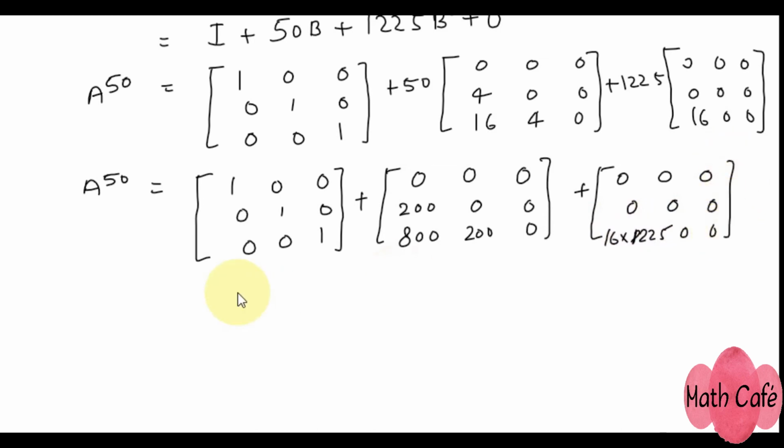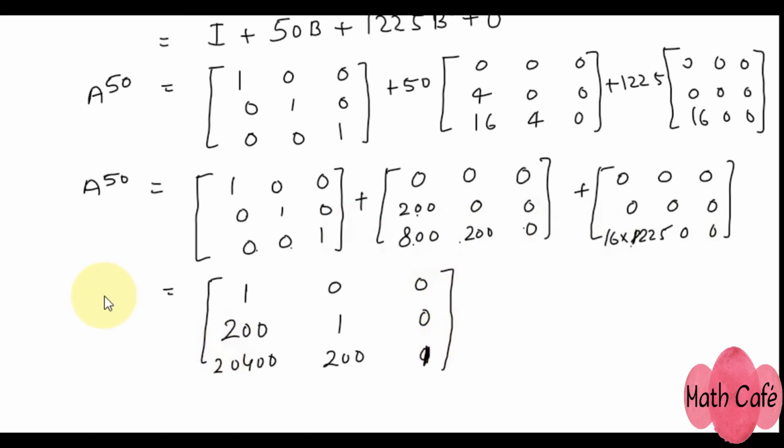All right, so we are going to add all the three matrices. So 1 plus 0 plus 0 will be 1, again 0 0, so 0 plus 200 plus 0, that is 200, again 1 and 0. All right, 0 plus 800 plus this, that will become 20400, and 0 plus 200 plus 0, that is 200, 1 plus 0 plus 0, that is 1. So this is our final answer.